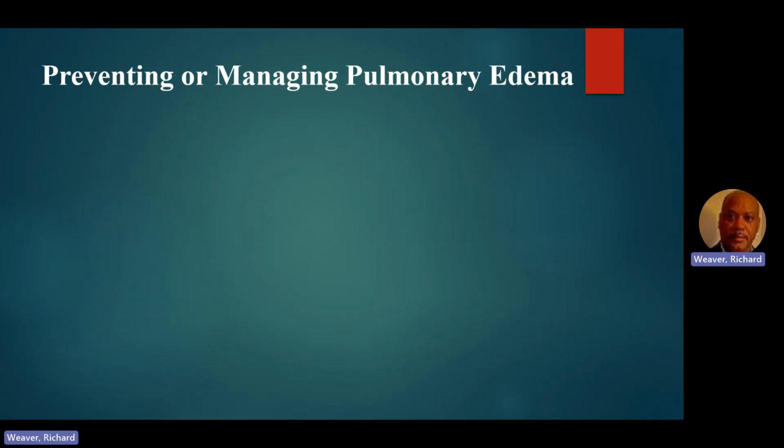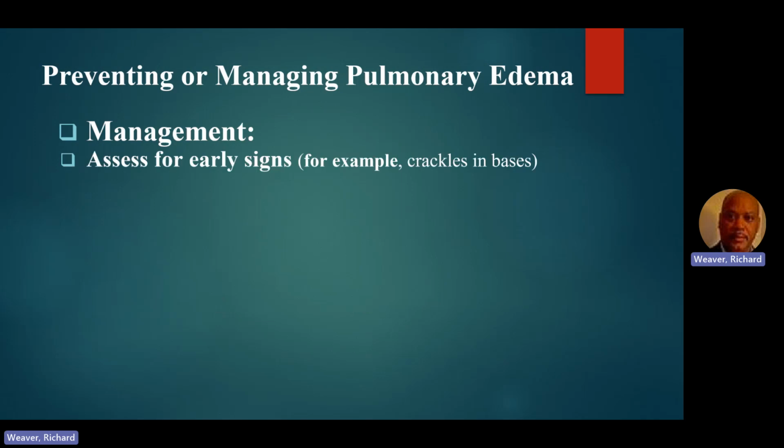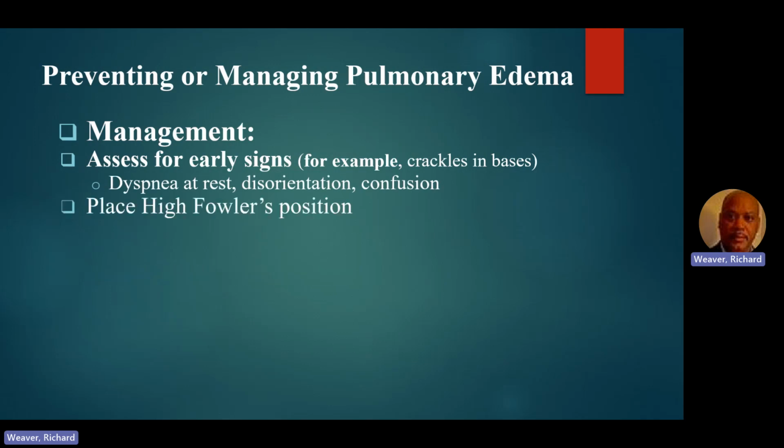Preventing or managing pulmonary edema, take a look at how we manage pulmonary edema. We want to assess for early signs, of course, which can be auscultation of crackles in the bases, shortness of breath at rest, disorientation and confusion are other assessment findings. High Fowler's position, of course. I mentioned that we have to give these patients supplemental oxygen. We want to give these patients nitroglycerin because this is a vasodilator or an afterload reducer, can help to push that blood through a whole lot easier.